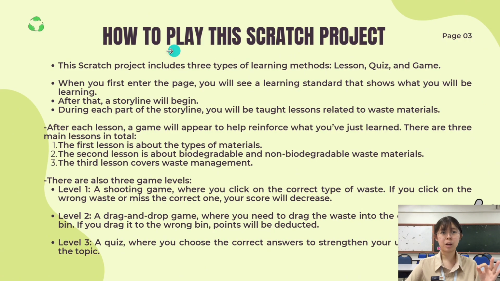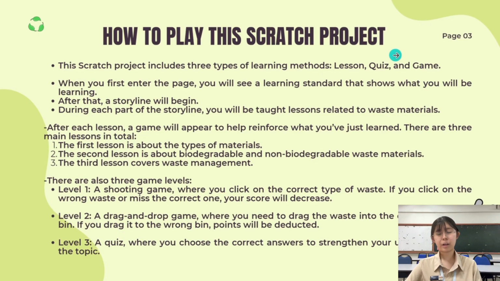The Scratch project includes 3 types of games. The first one is a shooting game, where we click on the correct type of waste. If you click on the wrong waste or miss the correct one, the score will decrease. This game helps students improve their ability to quickly recognize different types of waste material. The second game is a drag and drop game, where we need to drag the waste into the correct recycle bin. If we drag to the wrong bin, the points will also decrease.